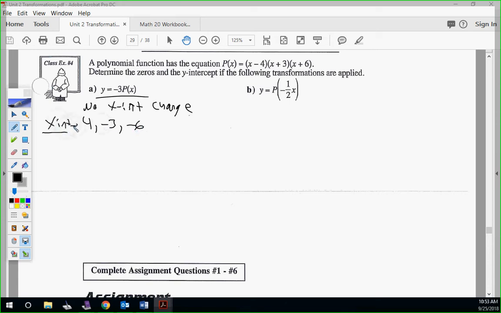We'll do the stuff that changes last. Okay? What's not going to change here? Yeah, no y-intercept change. Okay, the y-intercept is negative 4 times negative 3 is negative 12 times 6, so the y-intercept is negative 72. So that won't change. Now let's do the stuff that's going to change.